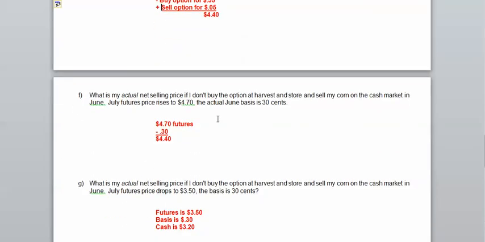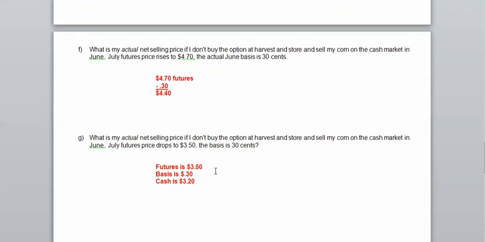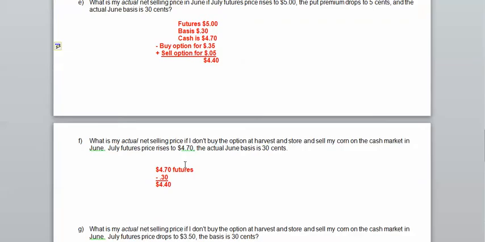What's my actual net selling price if I don't buy the option at all? I sell my corn on the cash market in June. July futures price rises to $4.70 and actual basis is 30 cents. Well, that's easy. Futures price minus basis yields $4.40 a bushel. That's what we would receive if we wouldn't have bought the option at all.